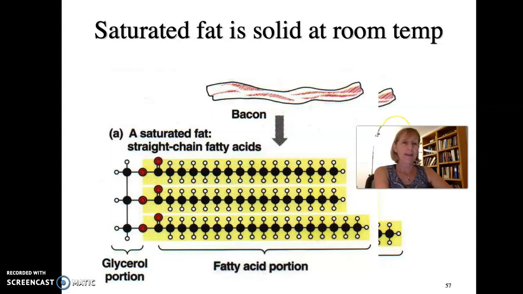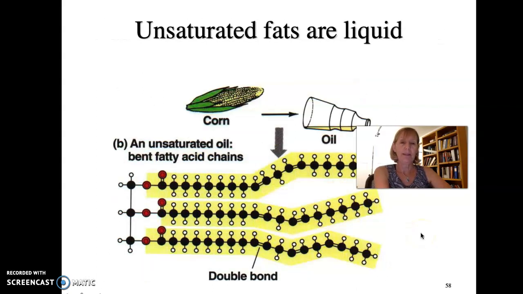Bacon is a saturated fat, correct? It has all the hydrogens in it, so it makes it solid at room temperature. An unsaturated fat tends to not be solid at room temperature. That's how you would tell it apart. And there it is. There's one where each one of those fatty acids has a kink in the chain. In other words, they have a double bond, and they are unsaturated.